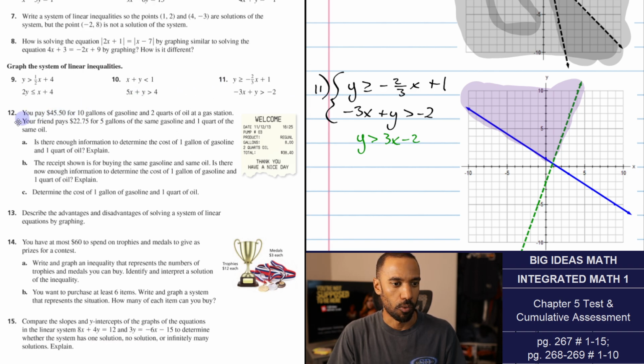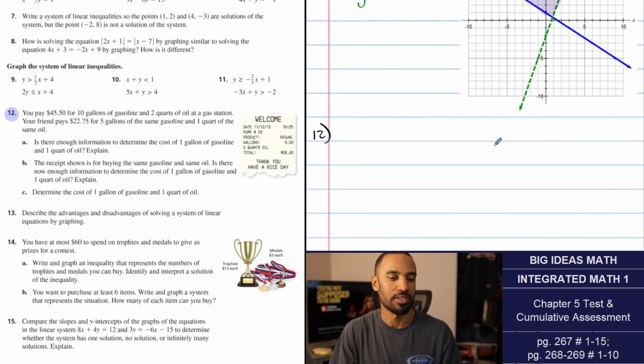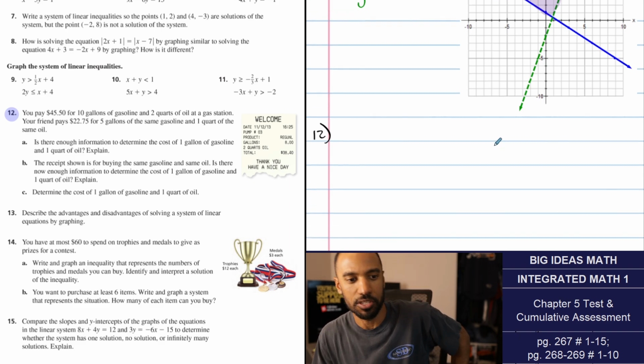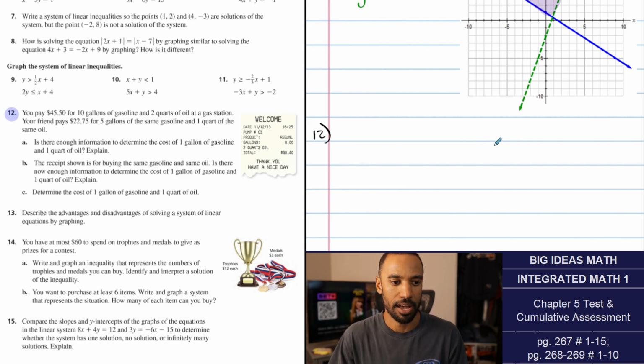Number 12. Problems 12 through 15 all look like word problems. You pay $45.50 for 10 gallons of gasoline and 2 quarts of oil at a gas station. Your friend pays $22.75 for 5 gallons of the same gasoline and 1 quart of the same oil. Is there enough information to determine the cost of 1 gallon of gasoline and 1 quart of oil? Explain. Yeah, there should be. We can create a system of equations.